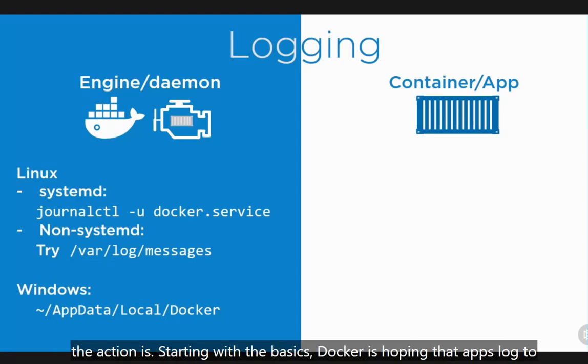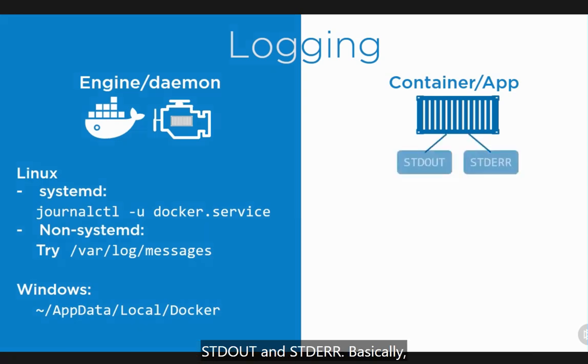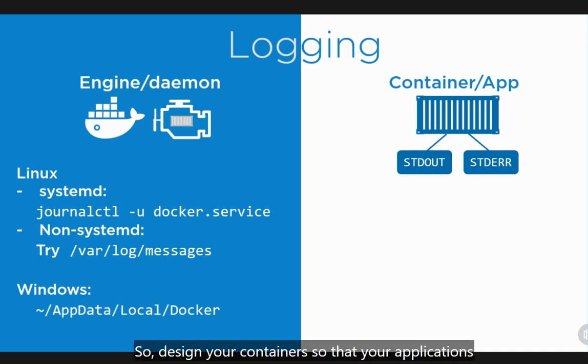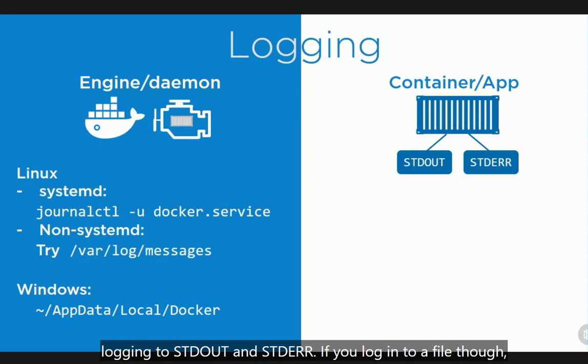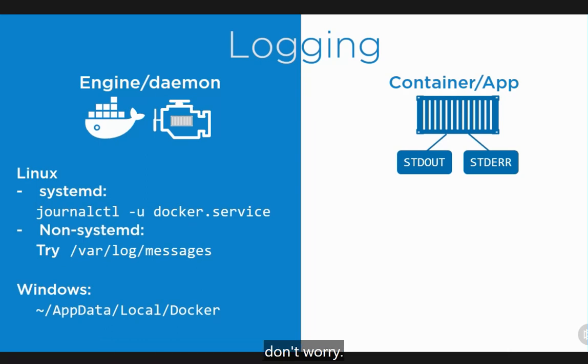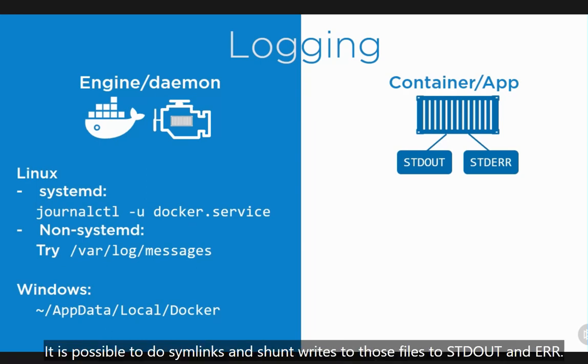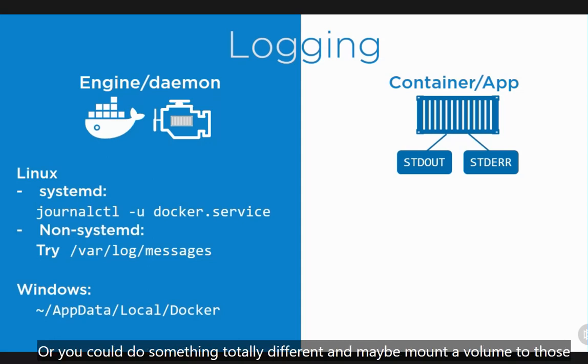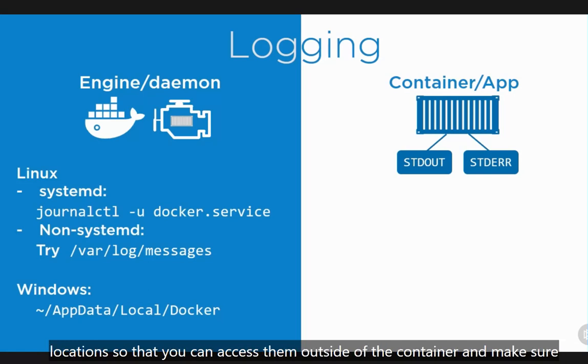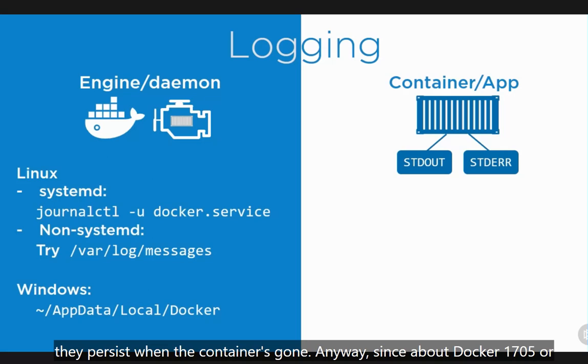Starting with the basics, Docker's hoping that apps log to stdout and stderr. Basically, the PID1 process in every container is getting captured and it's getting forwarded. So, design your containers so that your applications are running as PID1 and ideally logging to stdout and stderr. If you log into a file though, don't worry, it is possible to do symlinks and shunt writes to those files to stdout and stderr. Or, you could do something totally different and maybe mount a volume to those locations so that you can access them outside of the container and make sure they persist when the container's gone.